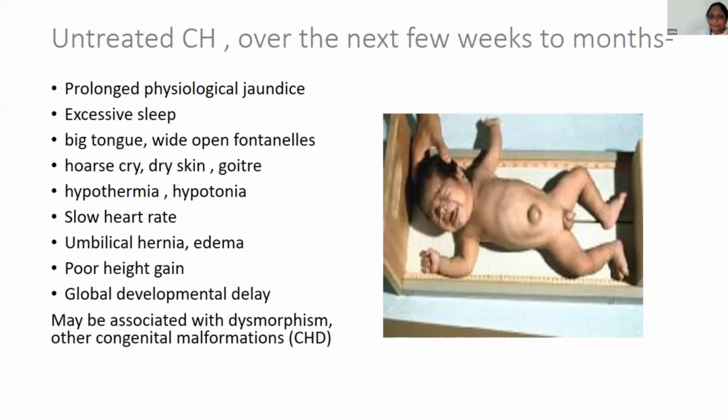So sleeping all the time, they have a big tongue, wide open anterior fontanelle, hoarse cry, because even the vocal cords are edematous, dry skin, goiter may or may not be there, hypothermia, hypotonia, umbilical hernia. More importantly, they don't grow, particularly in terms of their linear height velocity, and they end up with global developmental delay. Of course, congenital hypothyroidism may be associated with some dysmorphic conditions, commonest being Down syndrome, and they can also have other congenital malformations. It's important to look for that, particularly congenital heart defects.